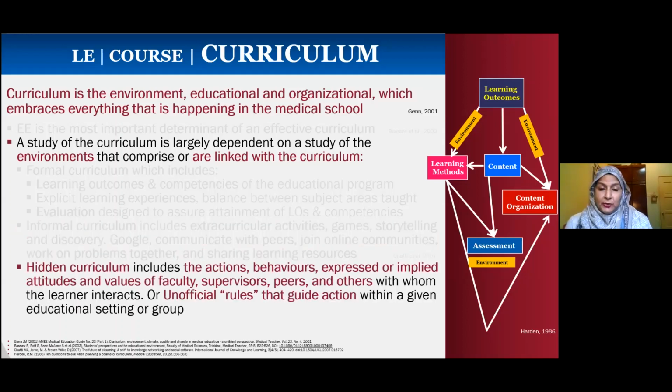Then there is a hidden curriculum, which includes the actions, behaviors, expressions, or implied attitudes and values of the faculty, supervisors, peers, and others, from which the students learn and imbibe those attitudes slowly and gradually. They make somebody their mentor or role model, and they tend to follow those persons. Or these are the unofficial rules that guide action within the given educational setup or program.